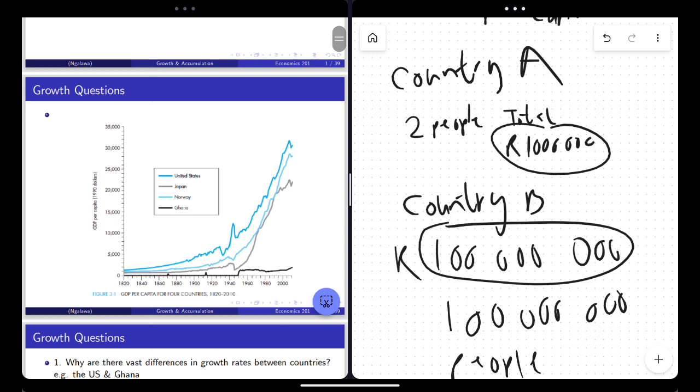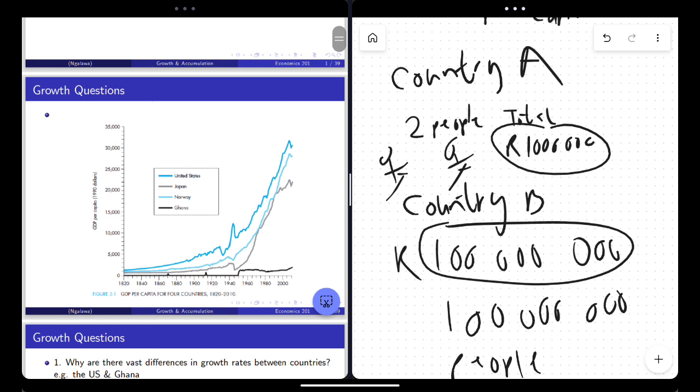In country A, there's only two people. So technically, out of the million, if you have to divide it by two, each person shares 1 million rand. Sorry, not 1 million, 500,000 divided by two. 500,000 worth of goods and services. So this one person over here, he's rich. This one person over here is rich. This is the whole population of the country, only two people. Both of them have 1 million rand. I mean, sorry, 500,000 rand.